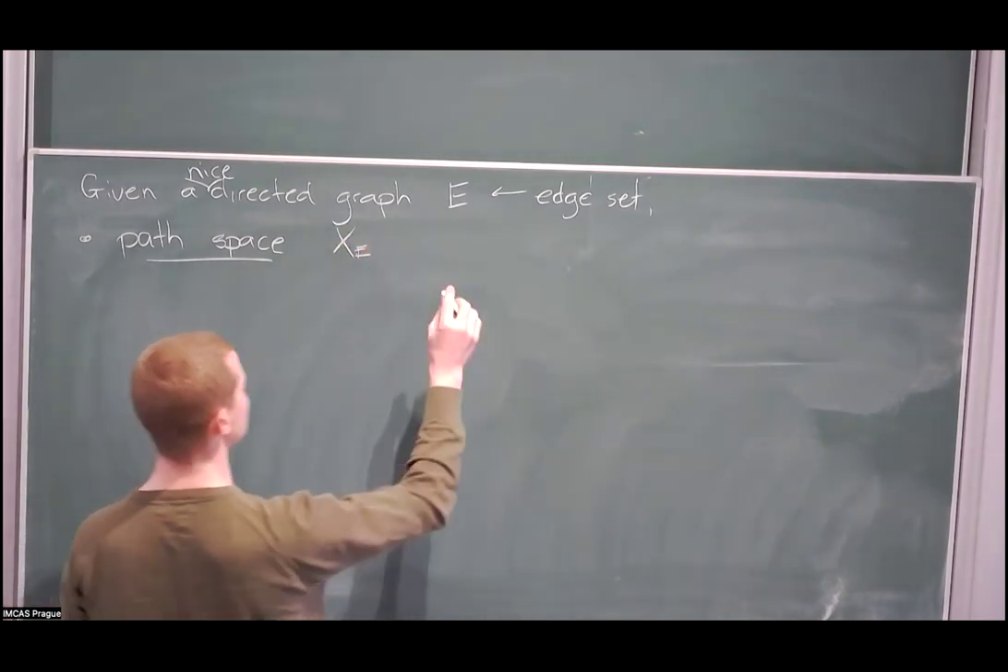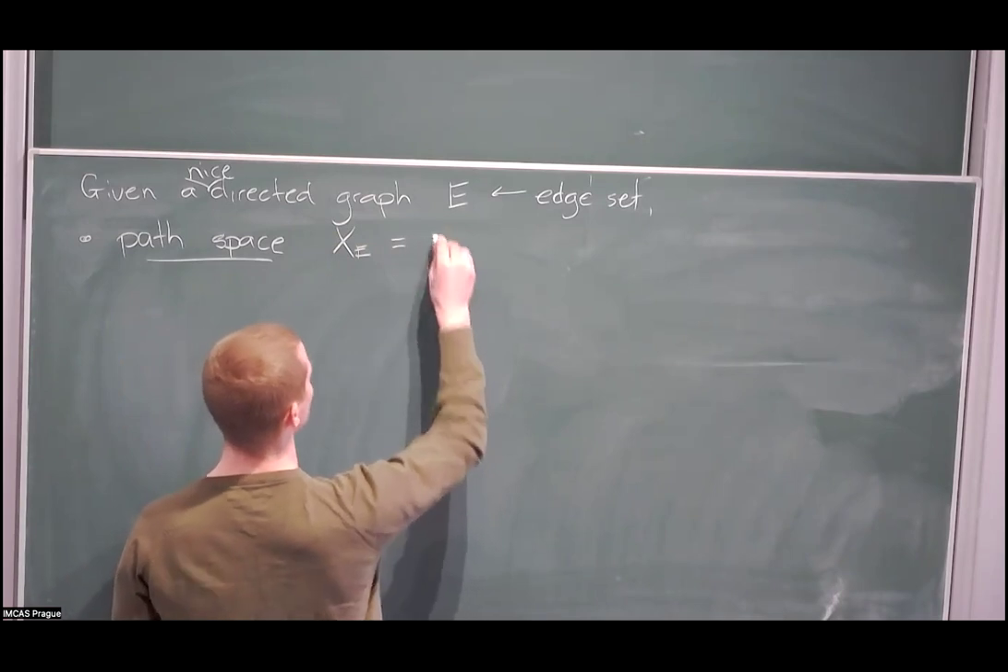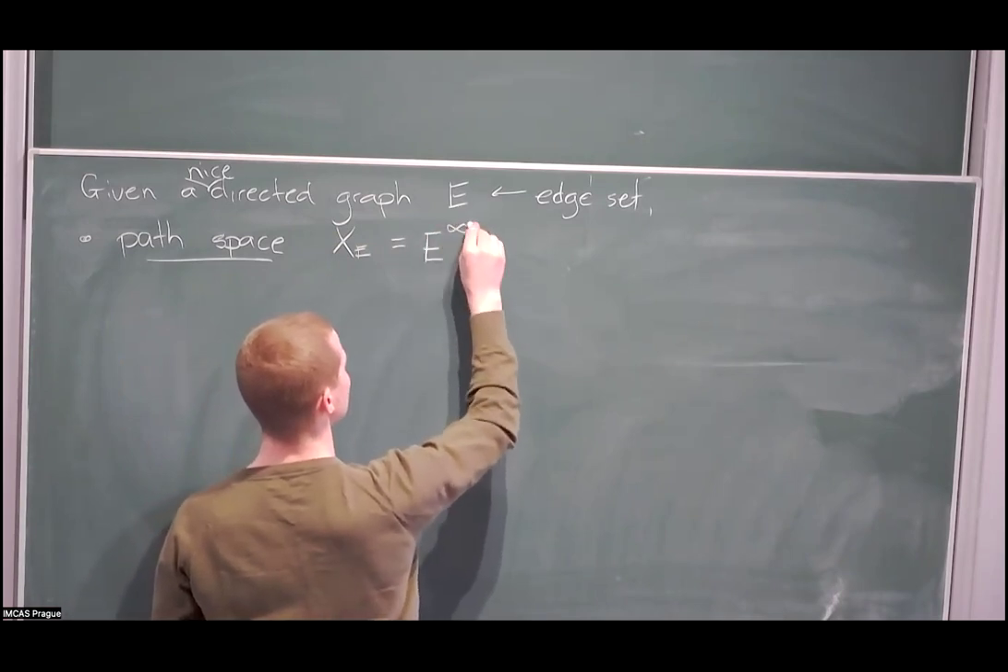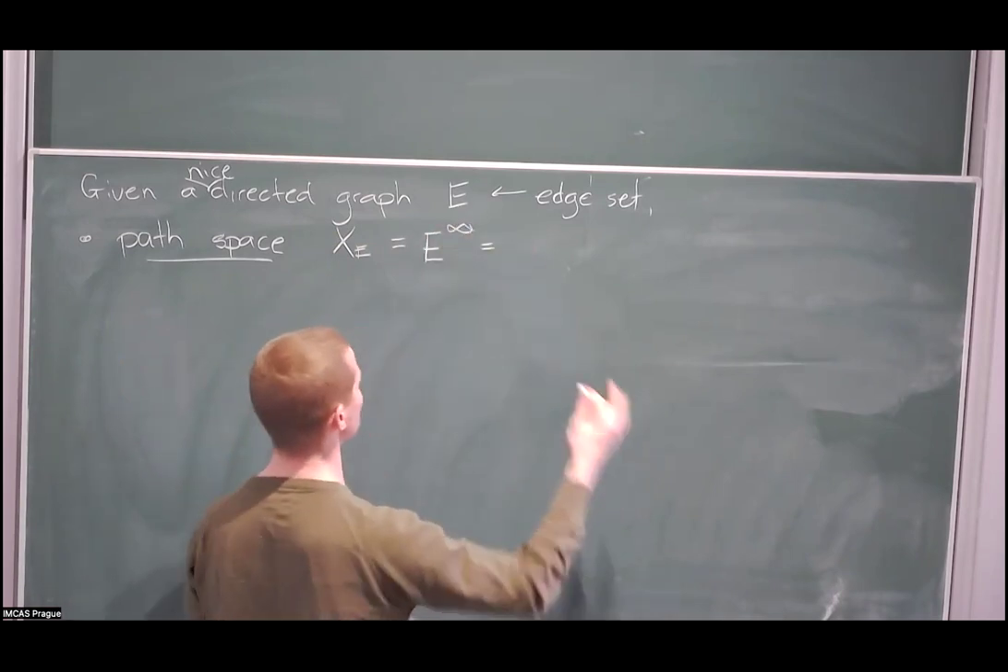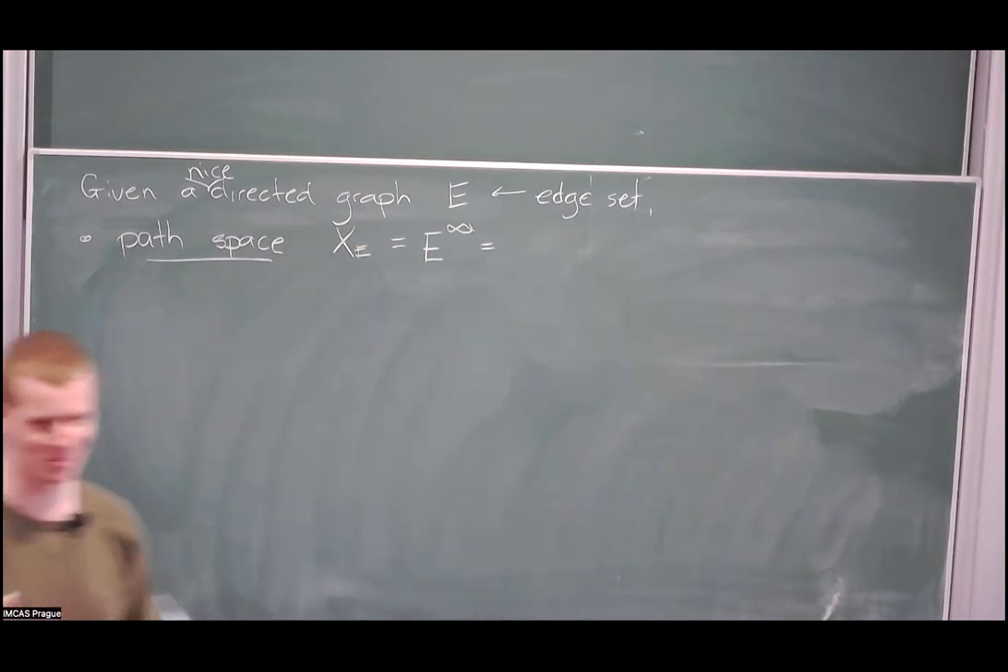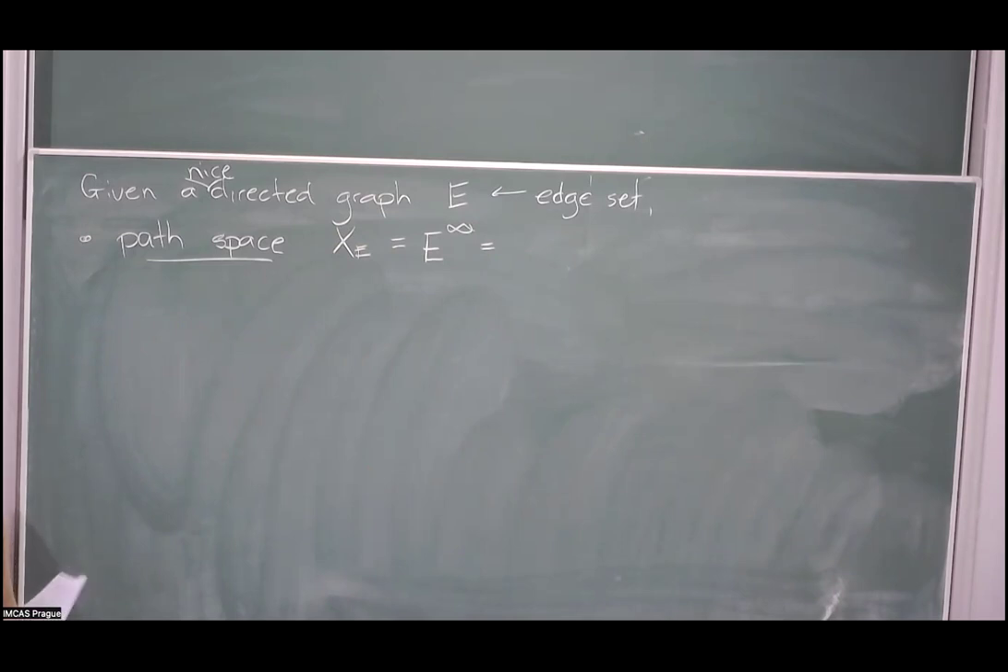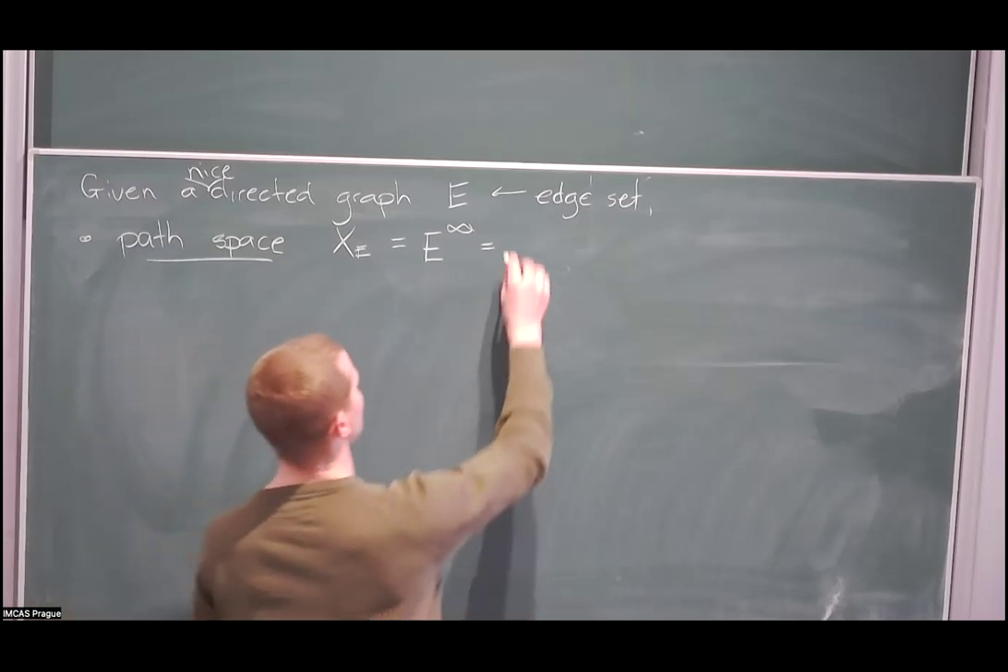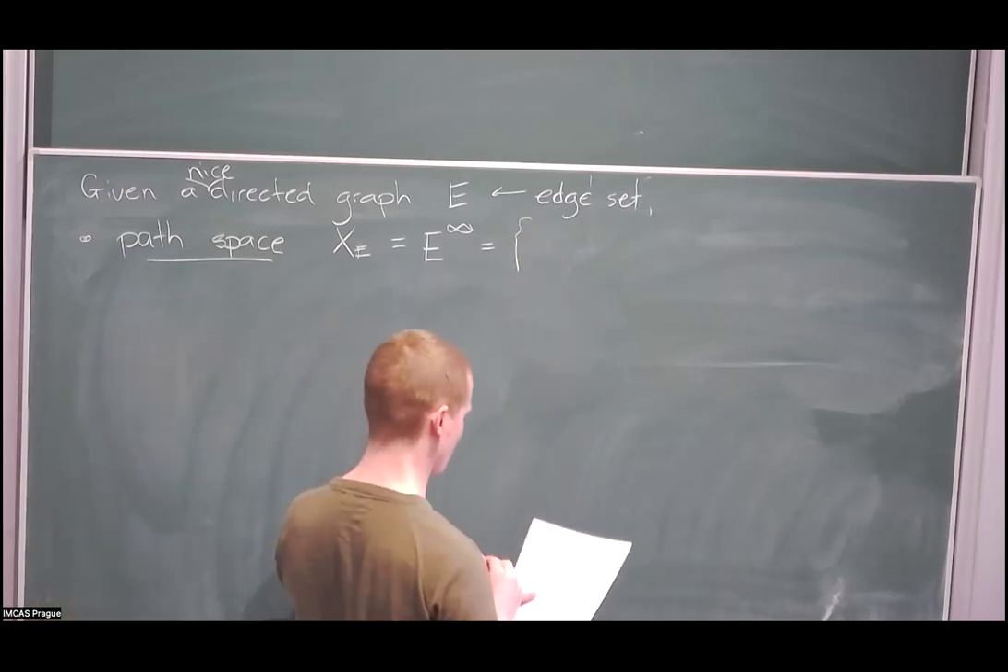I'm going to write X_E for the path space, or in Ben's notation, E infinity, which is standard notation. But I'm going to be writing down a lot of path spaces today. So I just want a systematic way of saying a path space of this thing and then a path space of the other thing, etc., etc. So what does this look like?